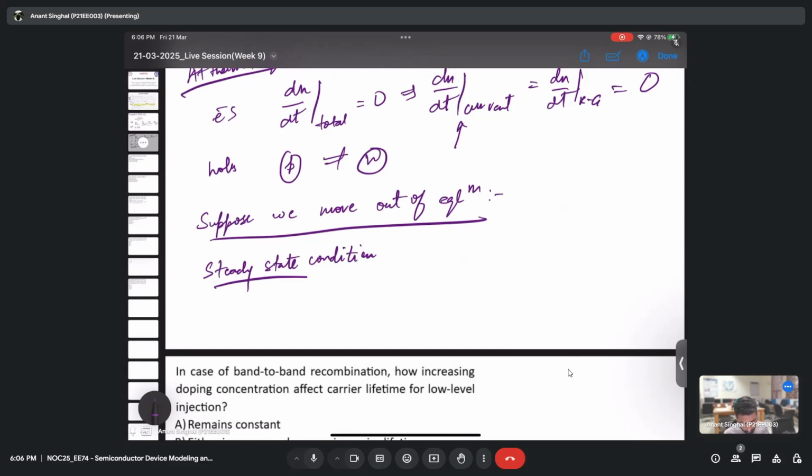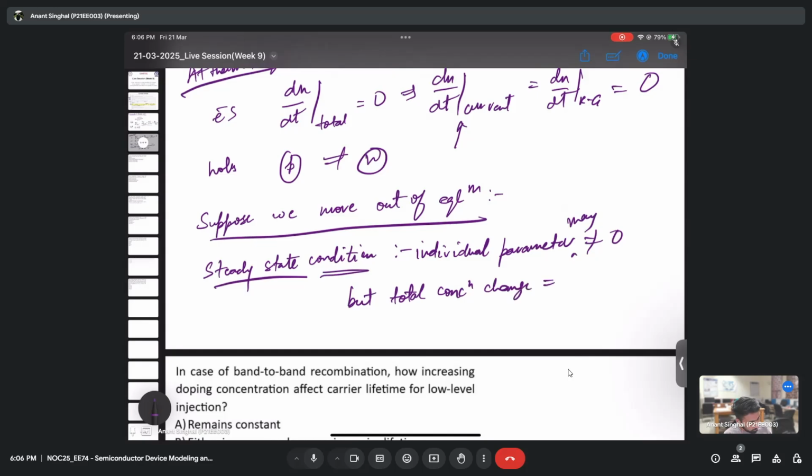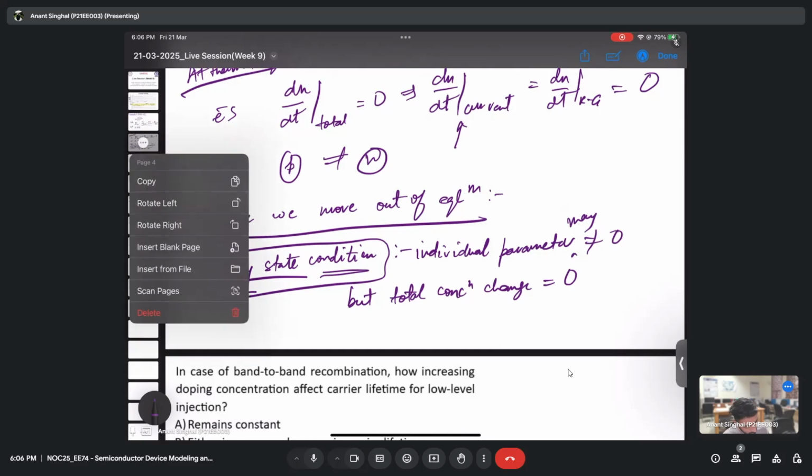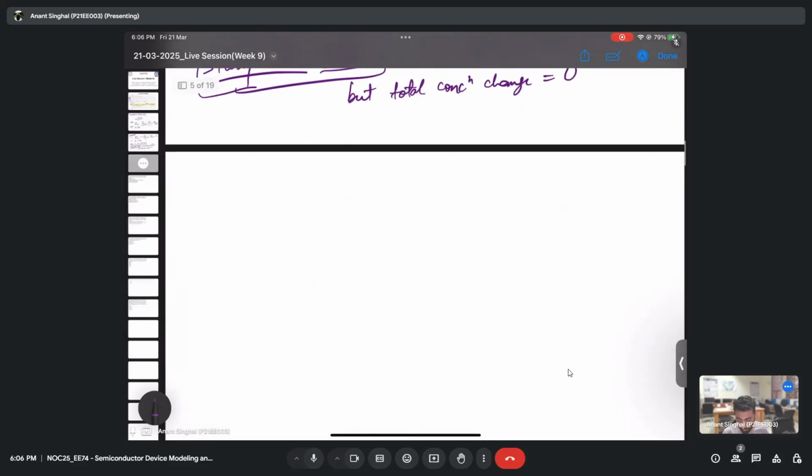Steady state means that the individual parameters may not be equal to 0, but the total concentration change is equal to 0, because we have maintained the steady state; we are not in any transient state right now. So what does it mean?